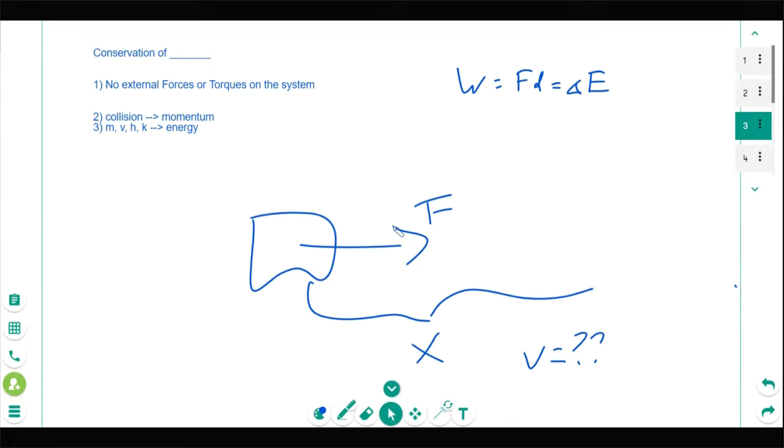So this would be F times X equals 1/2 mv squared minus 0, because we weren't moving at the beginning, that sort of question like that.